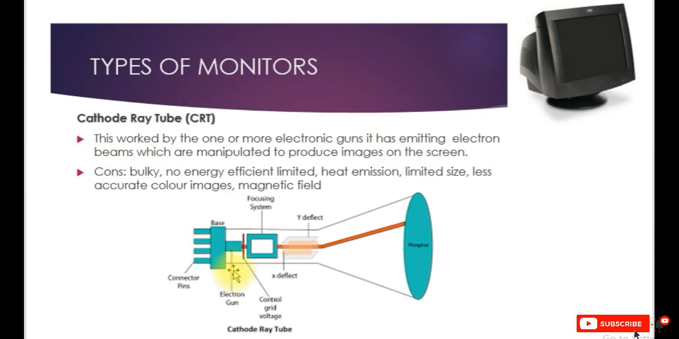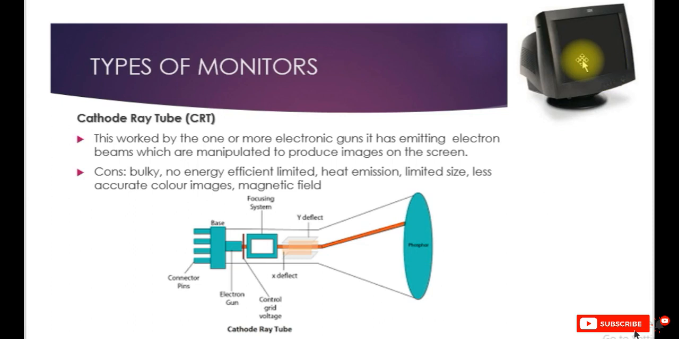Now, in terms of how it works, if you take a look at this diagram here, you'll notice that you're looking here at the electron gun, and the CRT monitor may have one or multiple such elements in its component. So the electron gun creates a beam which is manipulated in the mechanism here, and the image is produced and displayed on the screen here. So here we'll be representing the screen here.